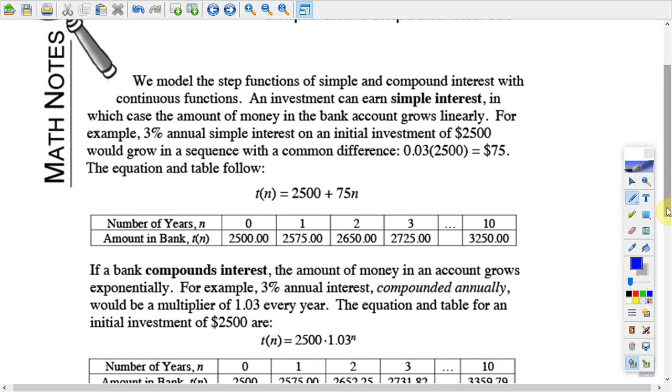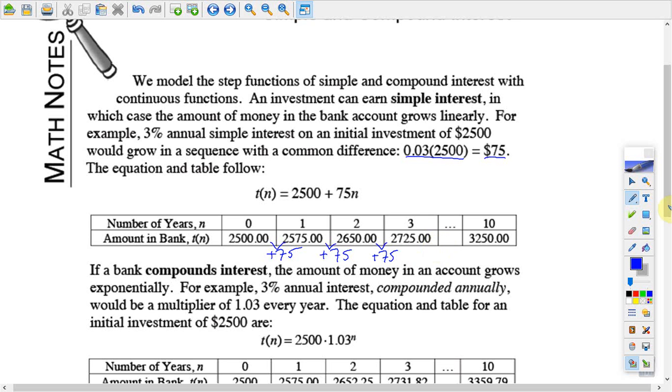So if we look at an example here, a 3% annual simple interest on an initial investment of $2,500 would grow in a sequence with a common difference of $75. In other words, we would start by finding 3% of 2,500, which is $75, and then we would just add $75 during each time period, whatever that time period may be. So each step grows by $75, so on and so forth.